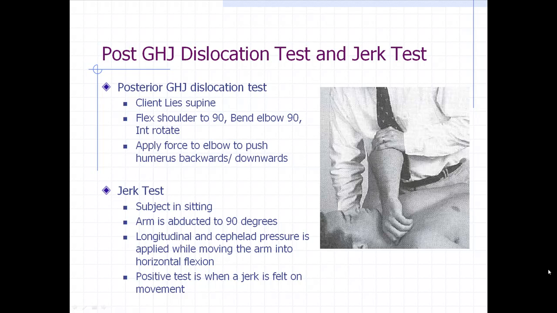An alternative test is known as the jerk test, in which the subject is placed in a sitting position and the arm is abducted to 90 degrees. Again, a longitudinal pressure is applied to the humerus in a cephalad direction up towards the head. The arm is then moved forward towards horizontal flexion, and a positive test is when a sudden jump or a jerk is felt on the movement. This is indicative of posterior instability.